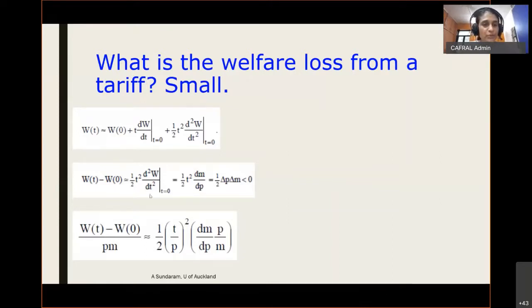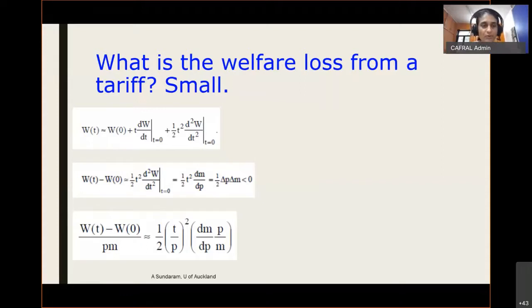To do that, what you can do is take the welfare function and get a Taylor series approximation of the welfare function around a tariff level of 0. Okay. So if you take a Taylor series expansion, then what you can show is that the difference between welfare at a very small tariff and a tariff of 0 is actually quite small. And it is given by this number here, half of t squared times dm over dp, which we can also write as half change in p times change in m. And if you go back to the graph that I showed you first for a small country, this half change in p times change in m is exactly the area of those two deadweight loss triangles that I showed you.